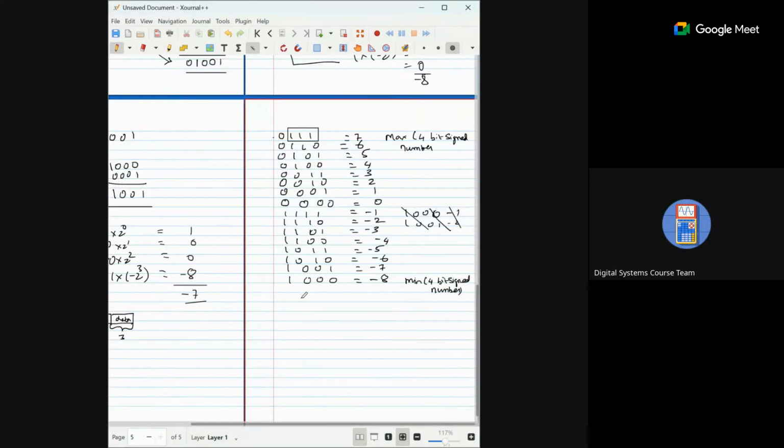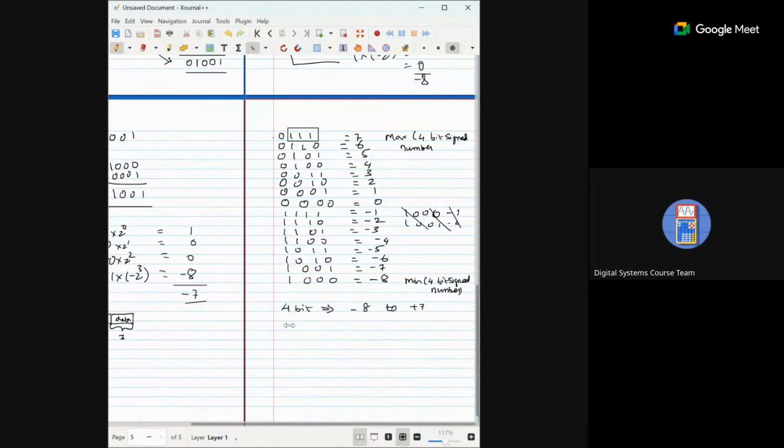So if it is a 4-bit signed number, the range is from minus 8 to plus 7. Is it fine? Yes, sir.